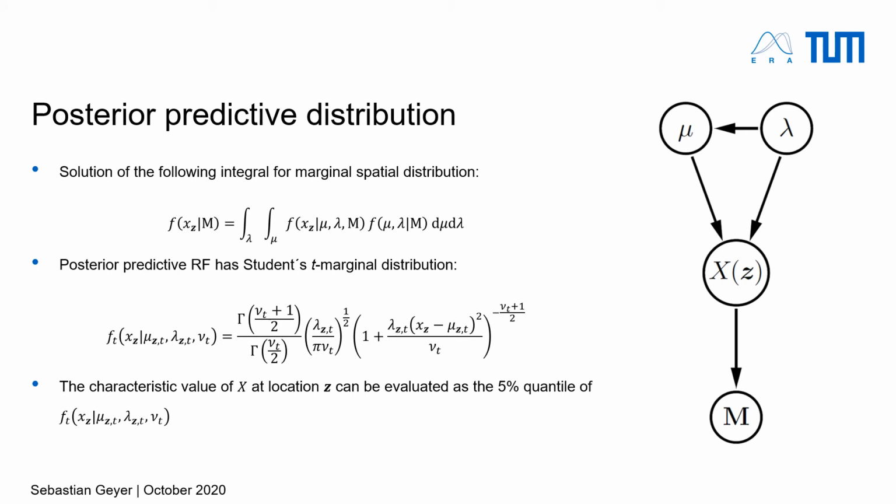The characteristic value of the posterior predictive distribution can then be evaluated as the 5% quantile of the posterior predictive distribution of the random field.